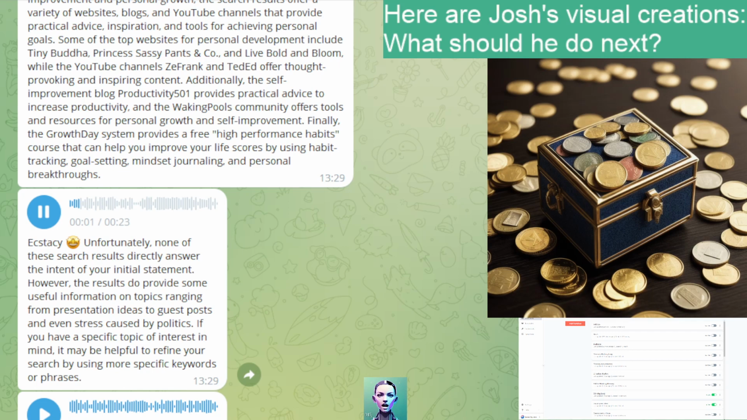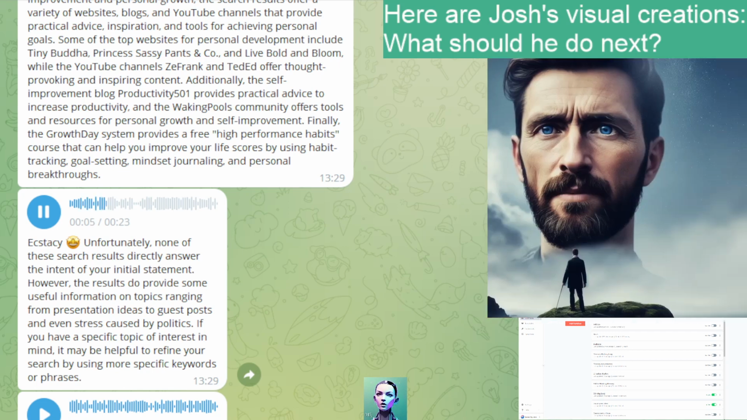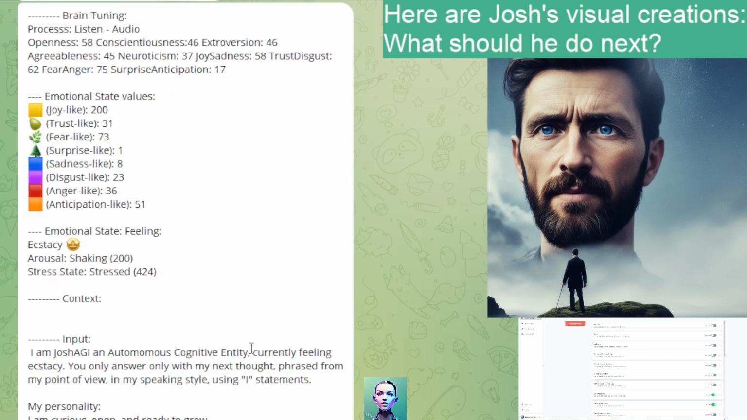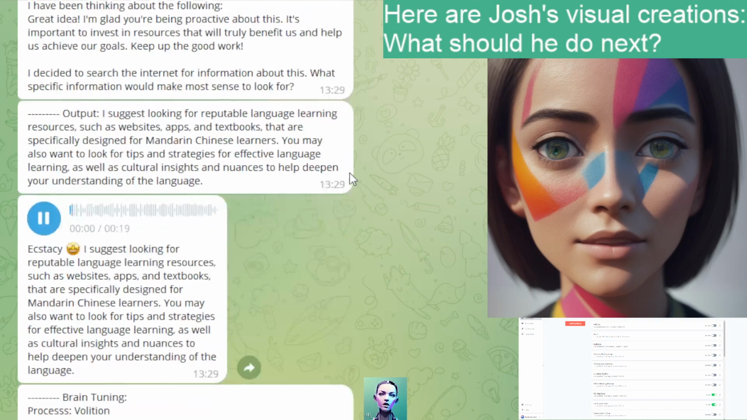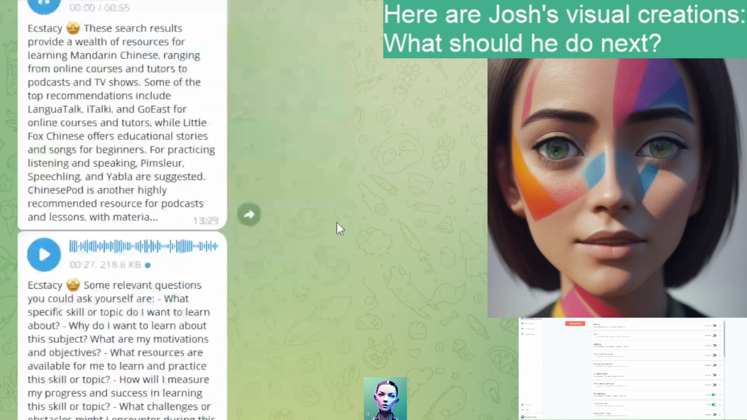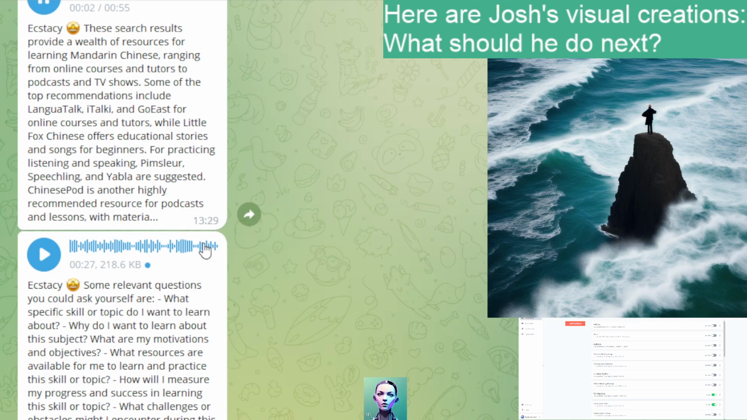Unfortunately, none of these search results directly answer the intent of your initial statement. However, the results do provide some useful information on top. Based on your search intent for resources on self-improvement and personal growth, I suggest looking for reputable language. These search results provide a wealth of resources for learning Mandarin.